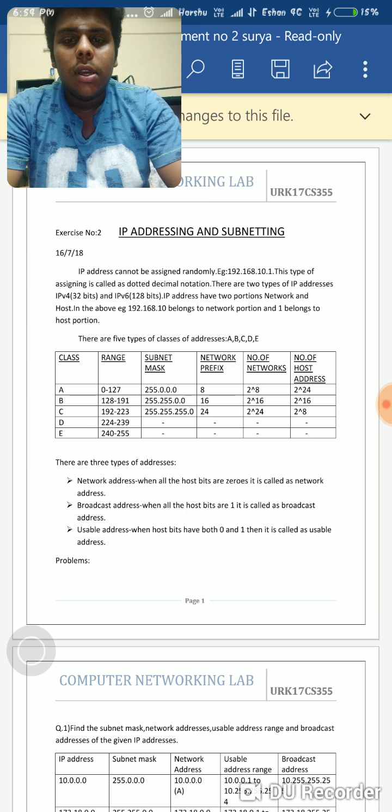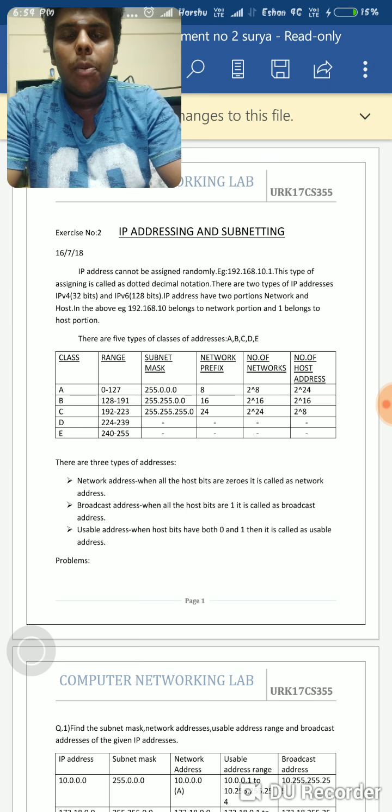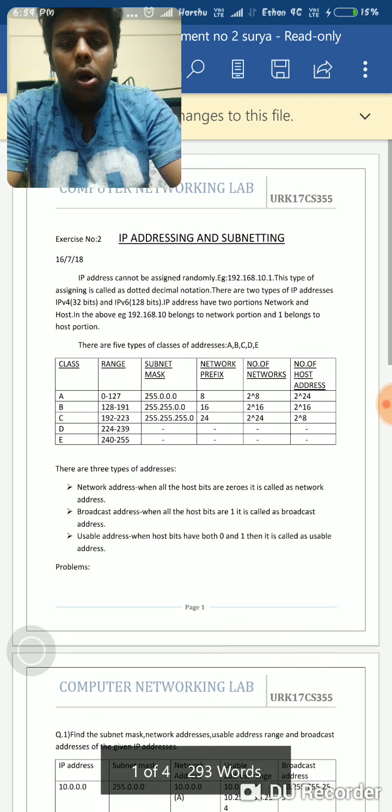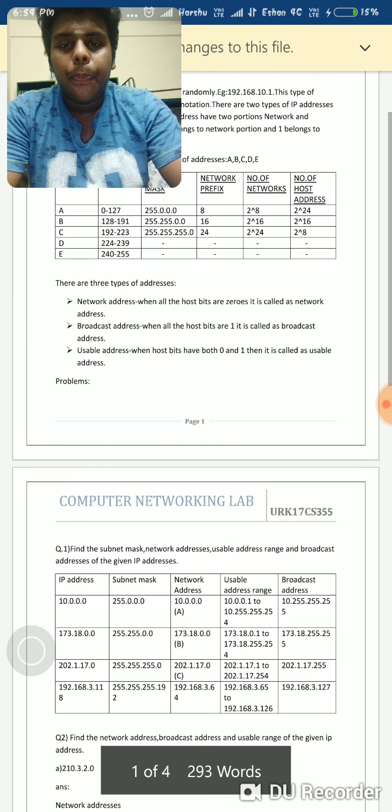In class B, the range is 128 to 191. Its subnetting mask is 255.255.0.0, and the network prefix is 16, and the total number of networks that can be connected is 2 power 16, and the host addresses are 2 power 16.